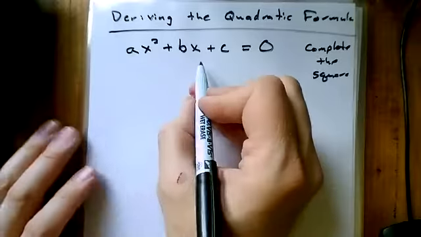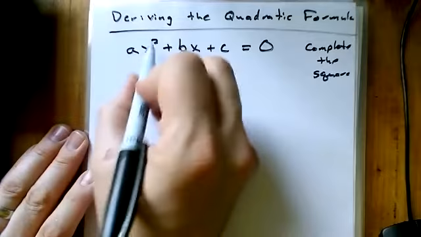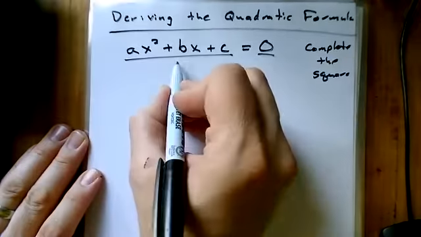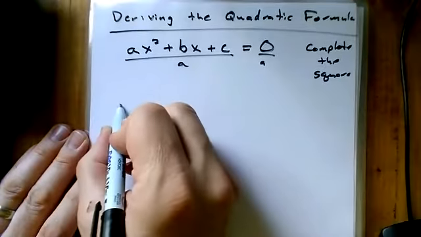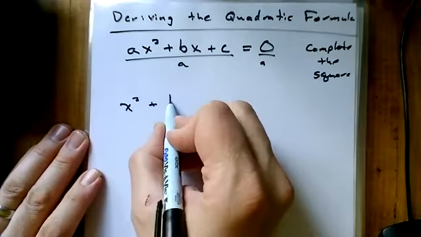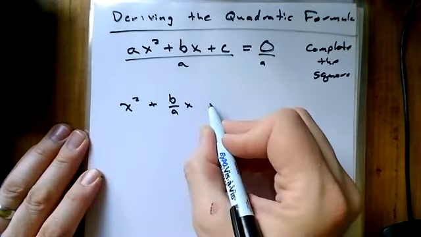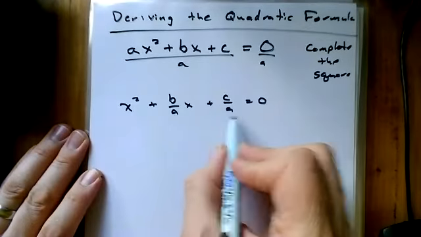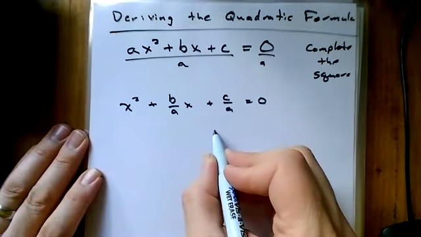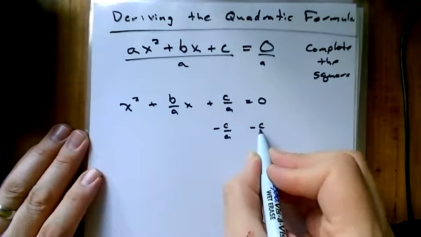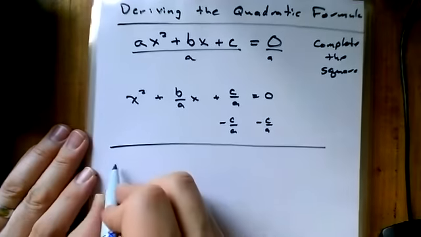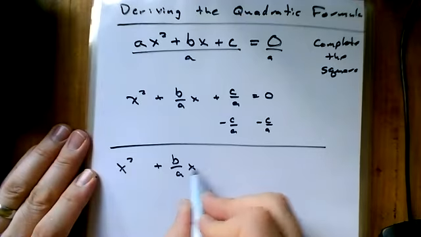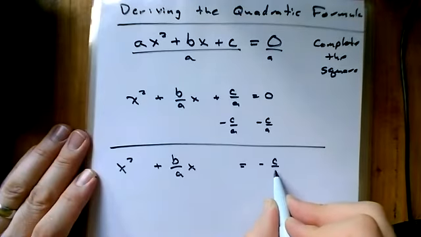And the first thing I know is that I don't like to have a leading coefficient here. So I'm going to take this entire thing and I'm going to divide both sides of this by a. So that's going to leave me with x squared plus b over a x plus c over a is equal to 0. Now I'm going to move this other term over. So I'm going to subtract c over a from both sides. So I've got x squared plus b over a x is equal to negative c over a.